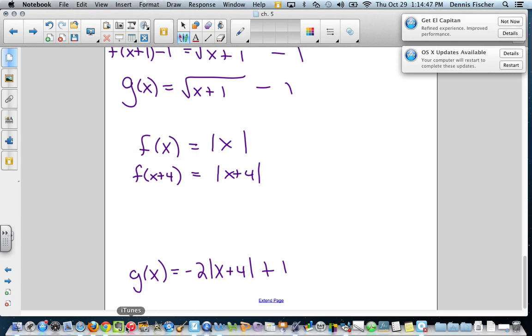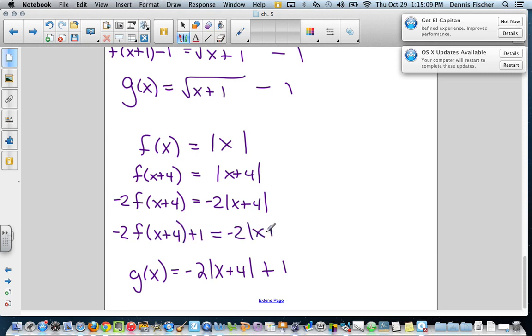And in parentheses. What's on the outside now? I'm multiplying by -2. So I'm going to multiply by -2. Okay, and then add 1 on the outside. Okay, now are we where we want it to be? They're exactly the same, aren't they? They're exactly the same. So now what do we have?